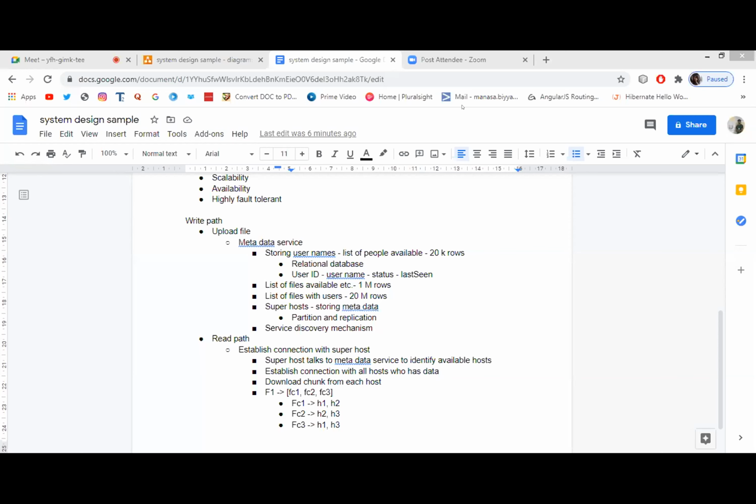I'm seeing this one part in the chat: why do we have a super host? So does anyone want to discuss a design without a super host, the other possible approach, which is without these super host nodes?